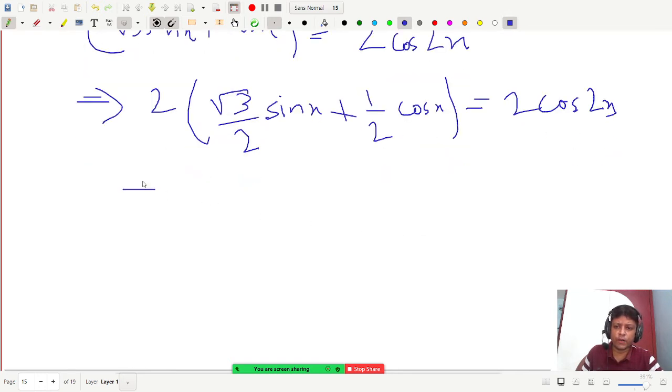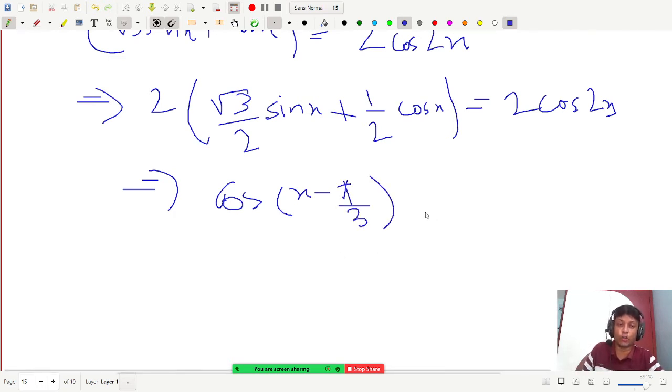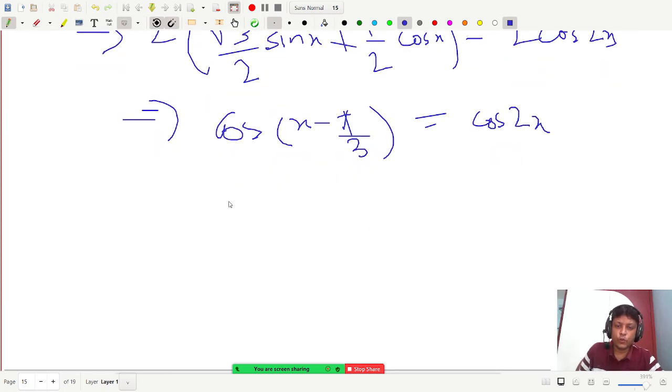So root 3 by 2 is nothing but your cos pi by 3, sine pi by 3, and this is cos pi by 3. So you can write this as cos (x minus pi by 3), since cos a cos b plus sine a sine b is cos (a minus b), and on the right you have cos 2x. So you can apply the general solution: 2x is equal to 2n pi plus or minus (x minus pi by 3).